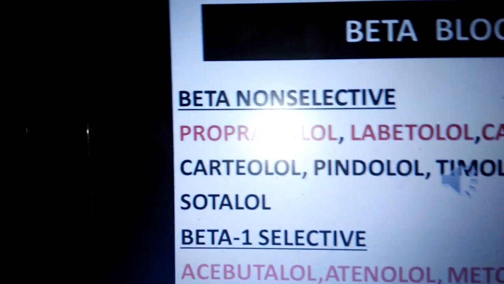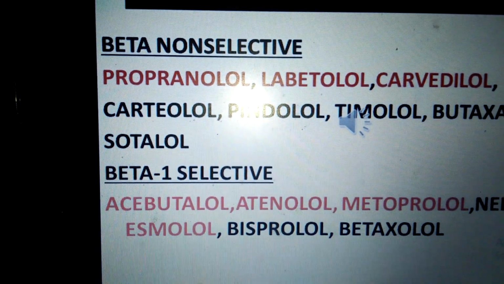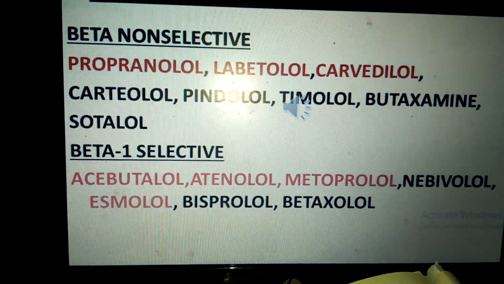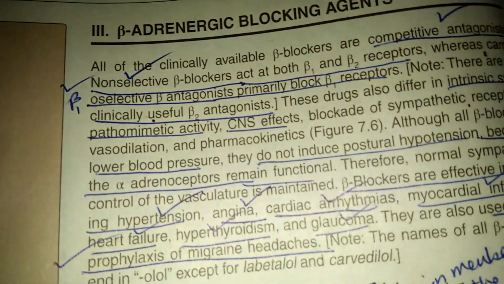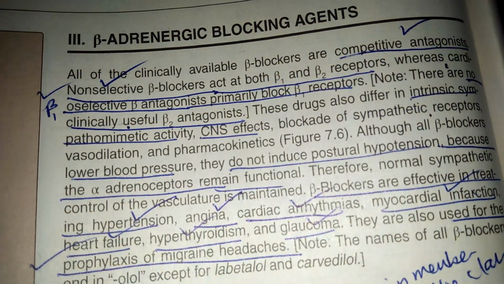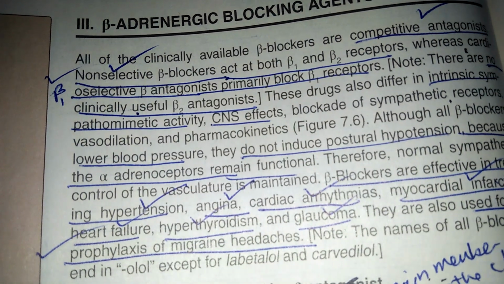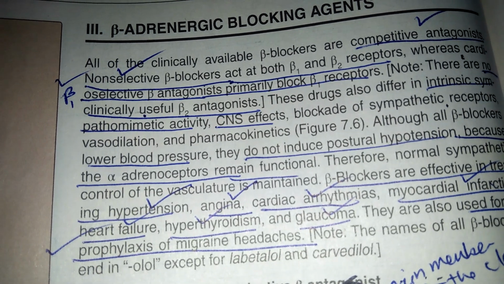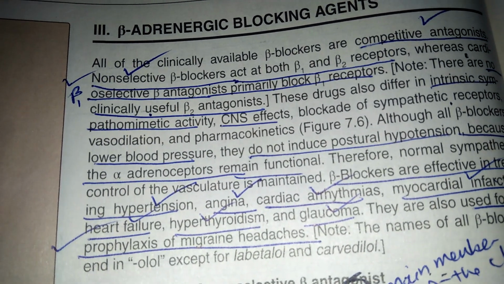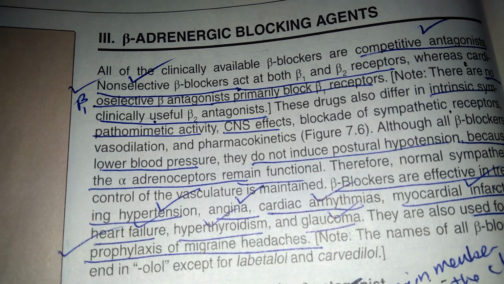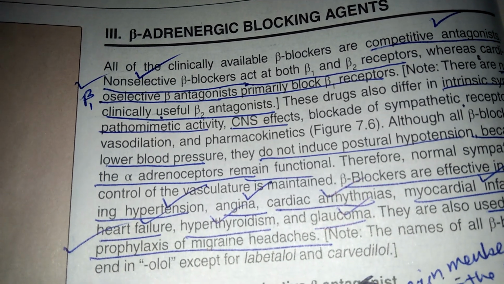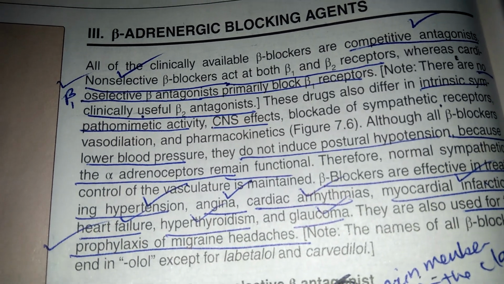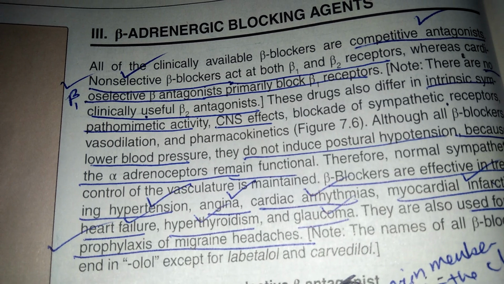Beta blockers may be non-selective or beta 1 selective agents. Beta non-selective agents are those that block both beta 1 and beta 2 receptors, while beta 1 selective are those that only have affinity for beta 1 receptors and selectively block the beta 1 receptor, which is present in heart. So these beta 1 selective are also called cardioselective agents.